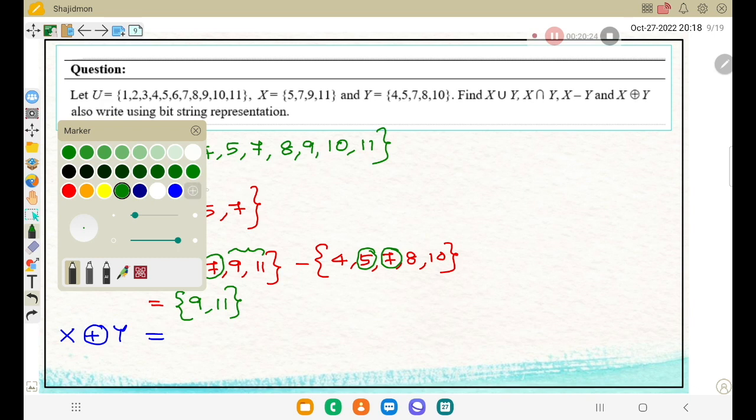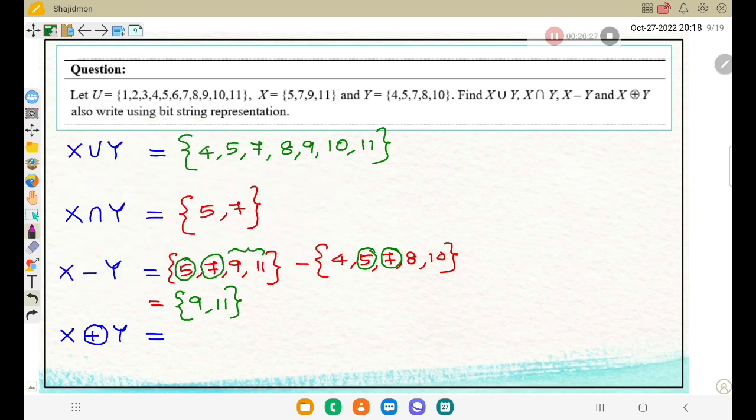X symmetric difference y. X symmetric difference y. What is the meaning? X symmetric difference y. For example, x set 5, 7, 9, 11. Symmetric difference. Y means 4, 5, 7, 8 and 10. Correct? Now what is the meaning of symmetric difference actually? Symmetric difference means the numbers that belong to x union y, both sets, but it should not be in intersection.